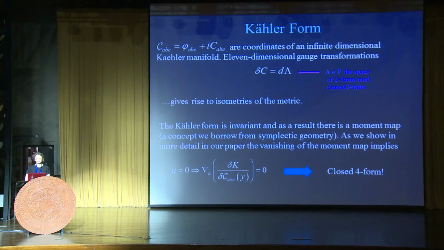Let's talk about the Kähler potential. The bottom components of our chiral superfields are coordinates of an infinite-dimensional Kähler manifold. Now, there are gauge transformations in 11 dimensions that give rise to isometries of the metric. It can be shown, the details are in our paper, that because of this isometry, there's always a closed 4-form. So this is the second cohomology condition that we need for our existence proof.